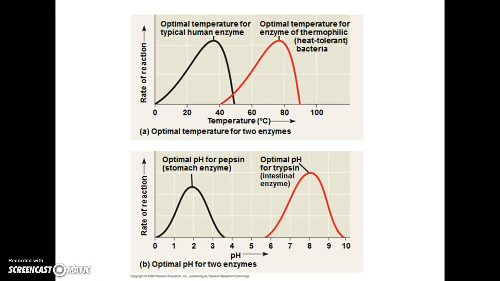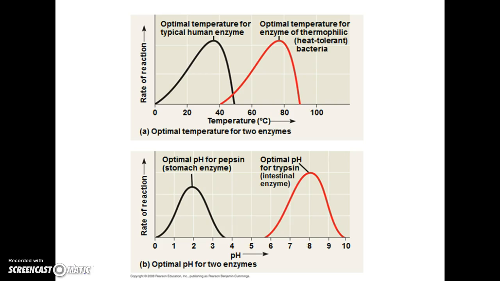So enzymes really are no different than that. Temperature and pH are a couple things that affect the functionality of an enzyme. Each enzyme does have an optimal temperature in which it can function, and each enzyme also has an optimal pH in which it can function.